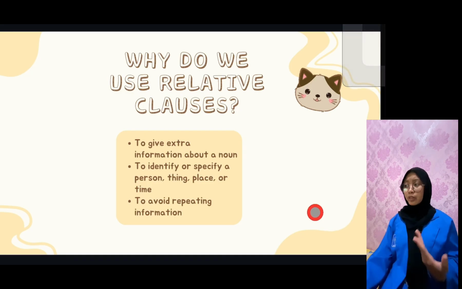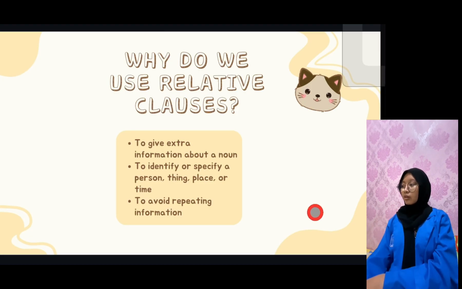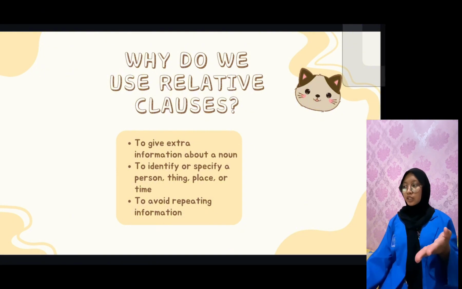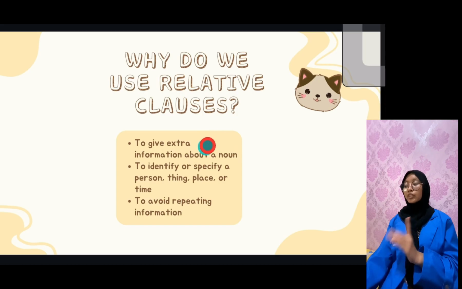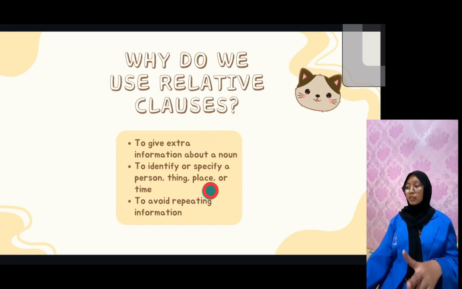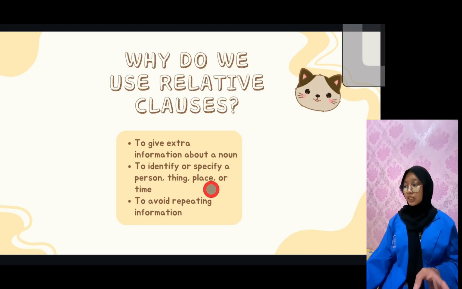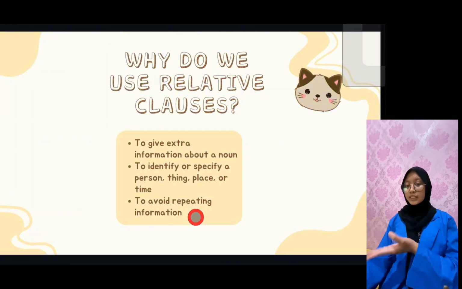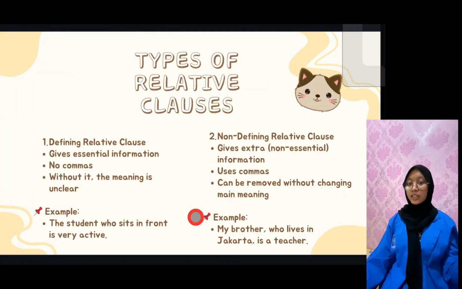And why do we use relative clauses? We can say this is the purpose of using relative clauses. The first one is to give extra information about a noun, and then to identify or specify a person, thing, place, or time, and then to avoid repeating information. We can apply this in the syntax tree we are about to talk about later.